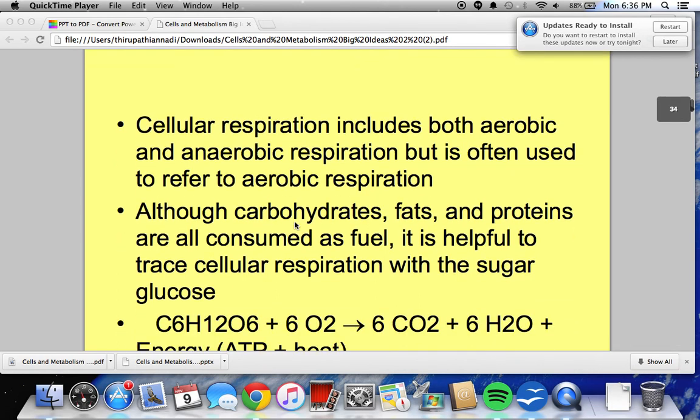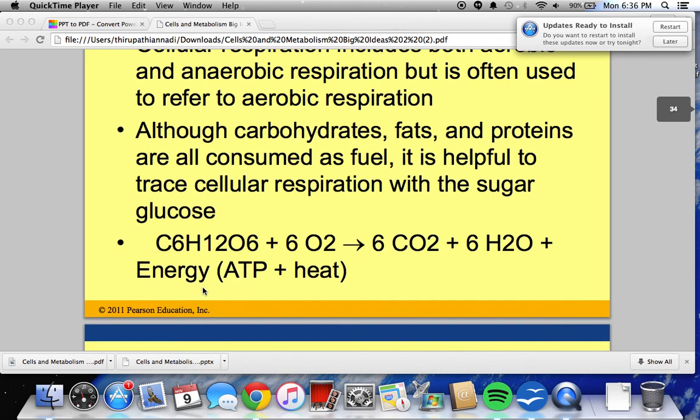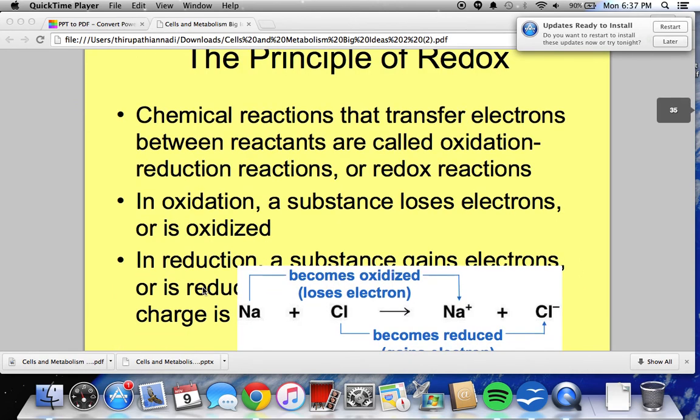Okay, so for cellular respiration, although a bunch of stuff can be broken down into its constituents and make ATP, we tend to use glucose for a general equation just to make things easy on ourselves so we don't have to memorize a bunch. So here's the general equation for cellular respiration. You probably don't have to worry about memorizing it, but just make sure you know what goes in and what goes out.